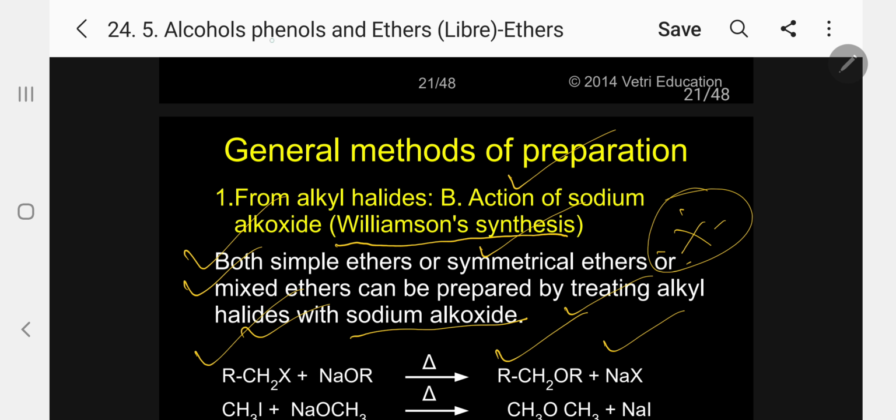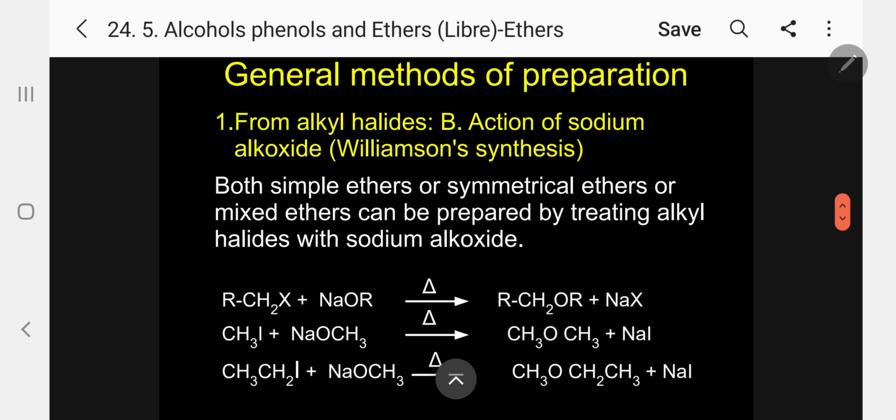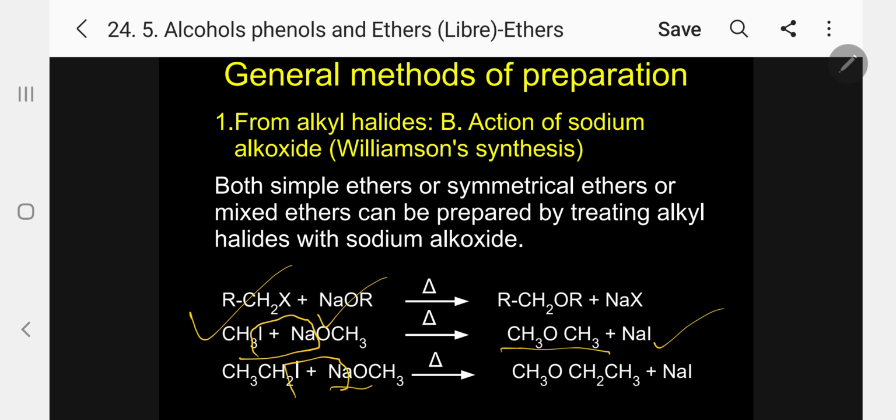So a specific example I am taking now, kindly follow. Methyl iodide when I treat with sodium methoxide, sodium iodide goes out, giving dimethyl ether and sodium iodide. This is simple and symmetrical. If I take ethyl iodide and sodium methoxide, again sodium iodide goes out, producing an unsymmetrical ether. One side CH3, another side a 2 carbon ethyl group. So this is ethyl methyl ether or 1-methoxyethane. Kindly follow.